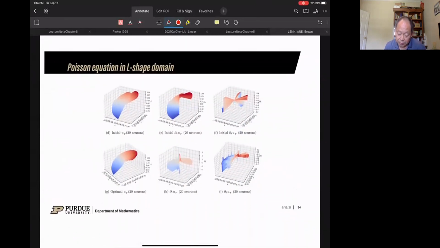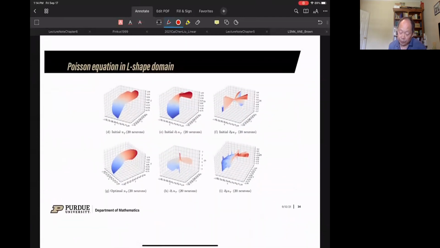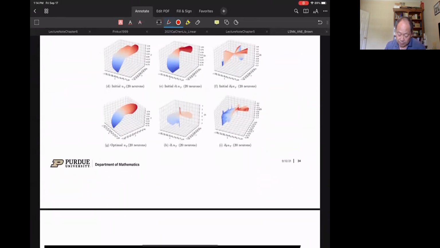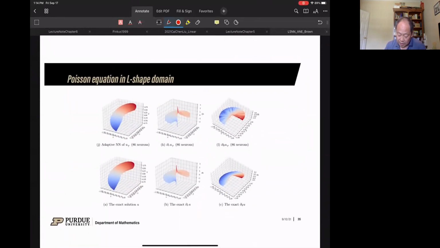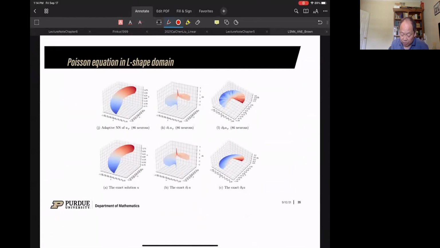And we also did this one for the L shape. As you can see, this is the exact solution. This is what we learned. And for this L shape, we only need 86 neurons. Even for this elliptic problem, compared with the number of degrees of freedom, it's much, much less. If you're looking at mesh refinement, that's a huge number. Now, of course, we pay a huge price.